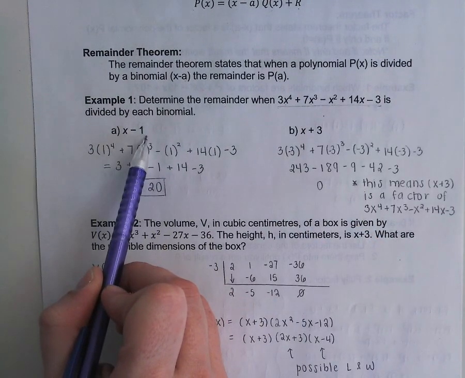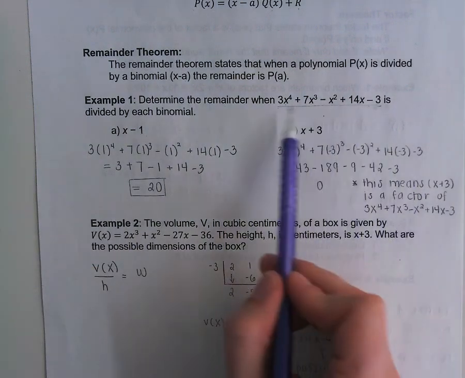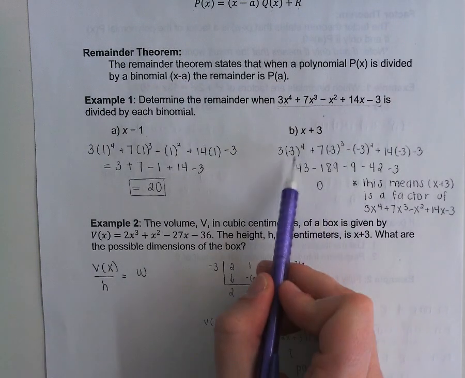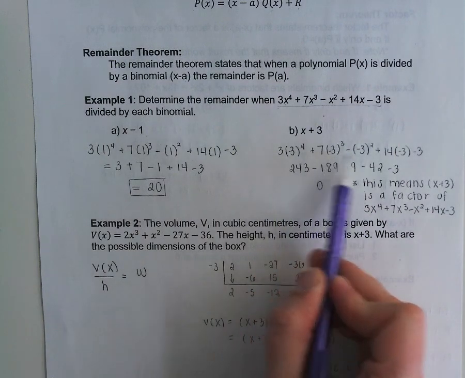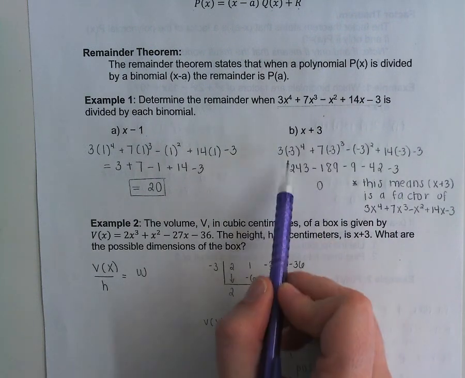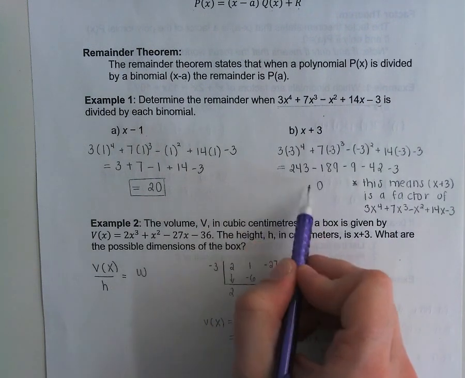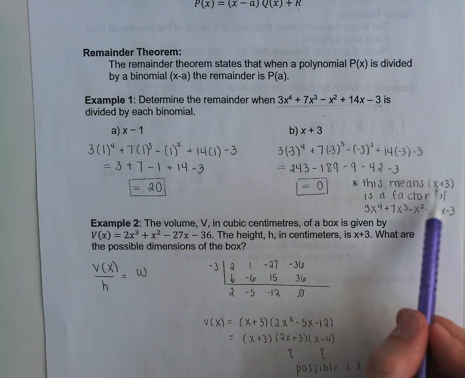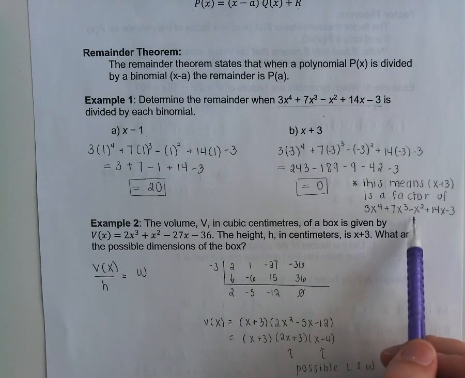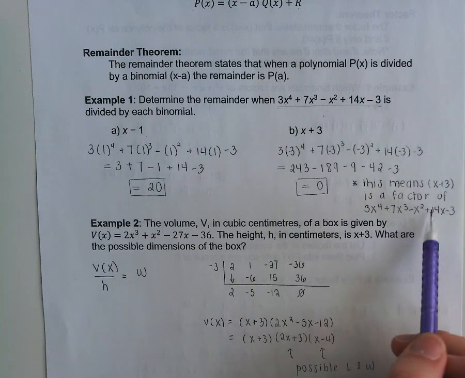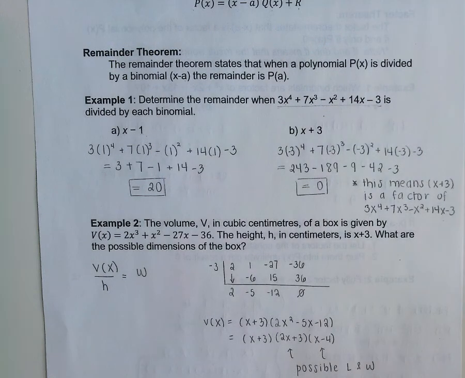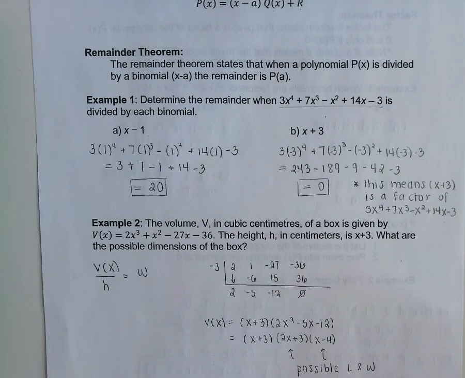If we take this polynomial and divide it by x plus 3, we can determine the remainder by plugging in negative 3 for x, so the opposite sign. And in this case, we get a remainder of 0. That means that x plus 3 is a factor of, or can be evenly divided into, our polynomial. And we're going to talk about the factor theorem in the next lesson.